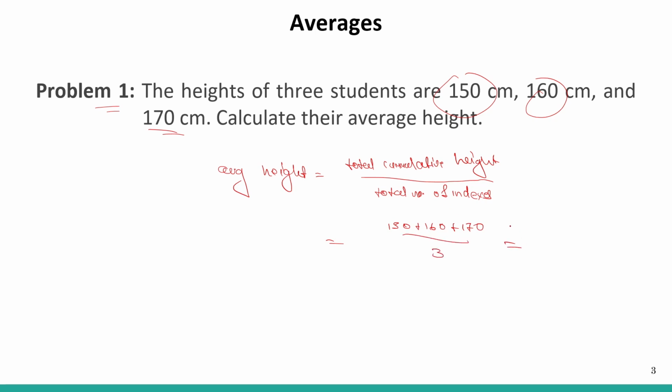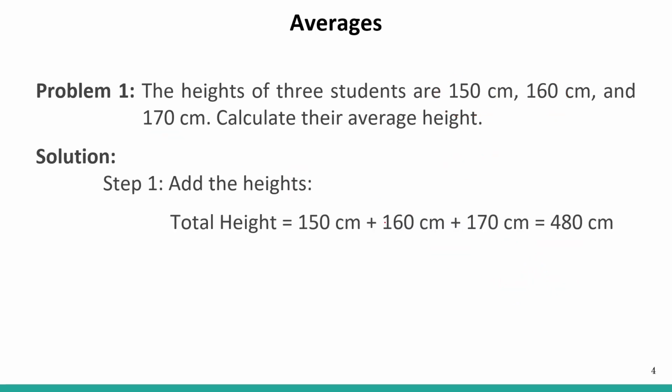So how much will this be? This will be 480 by 3. So this will be 160, right? So the answer will be 160. The average height of the three students will be 160. Okay, so 160 will be the average height of all these three students.